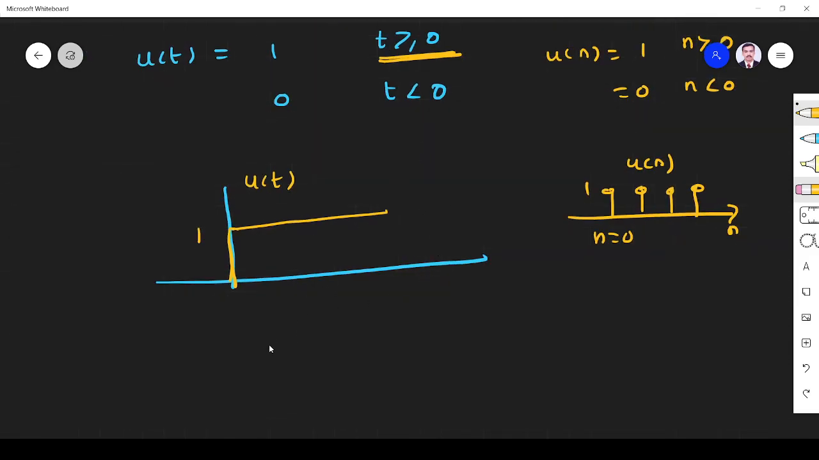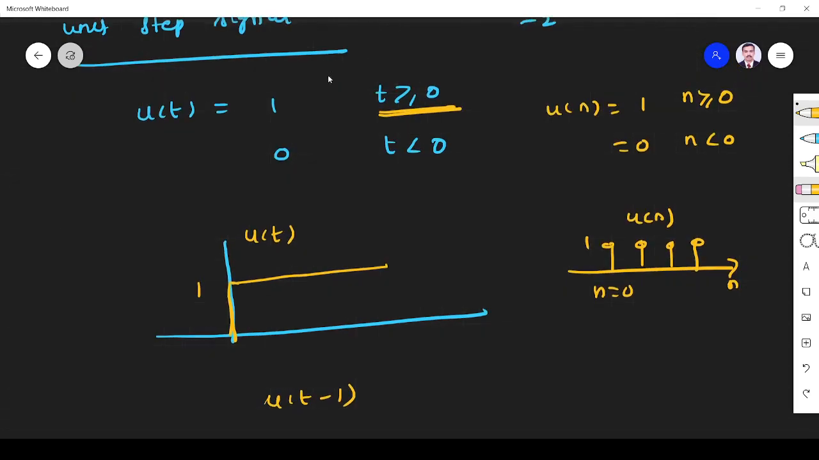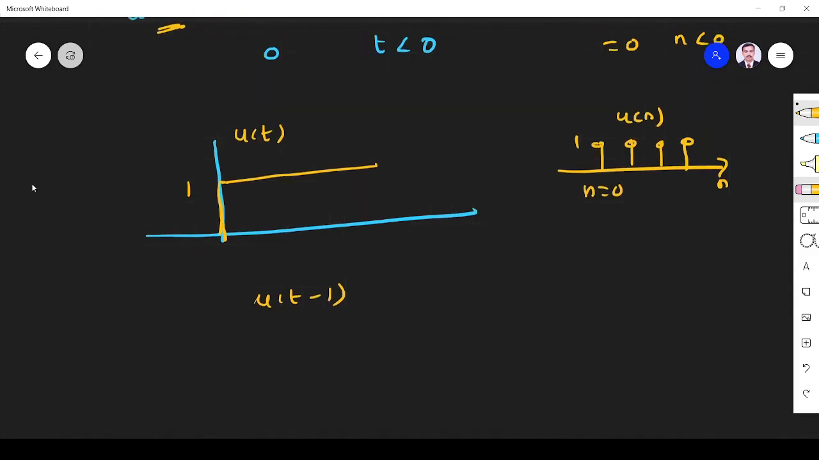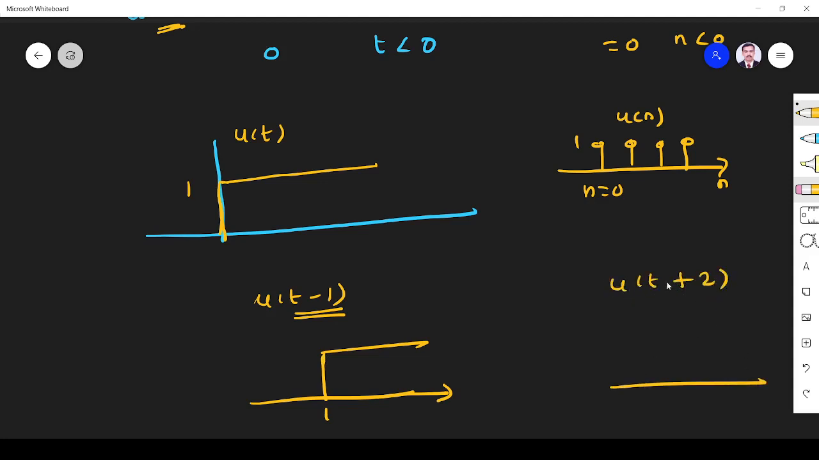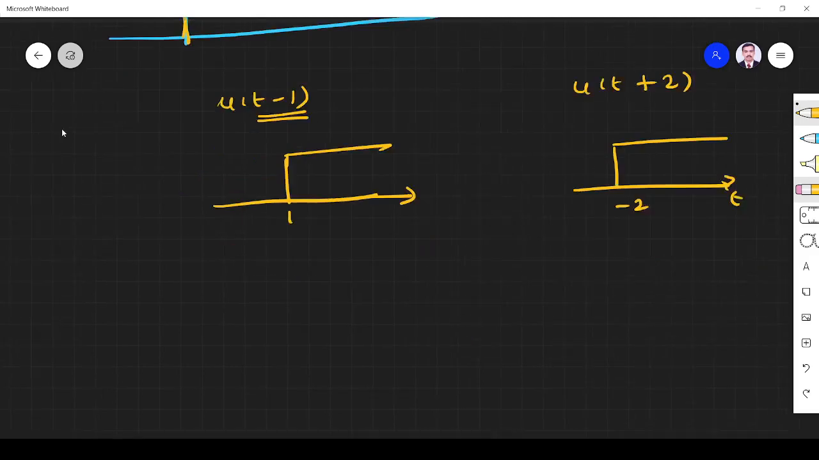Okay. So how will u of t minus 1 be? What is it telling? It is telling that the bracket term should be greater than or equal to 0. It is 0 to infinity. So inside the bracket, it should start with 0. So when will it become 0? When t is equal to 1. So u of t minus 1 will be starting from 1. Right? So that is u of t minus 1. Similarly, u of t plus 2, the bracket term should start from 0. So when will it become 0? When t is equal to minus 2. When t is minus 2, it will start, 0 to infinity. Right? So this is u of t plus 2.